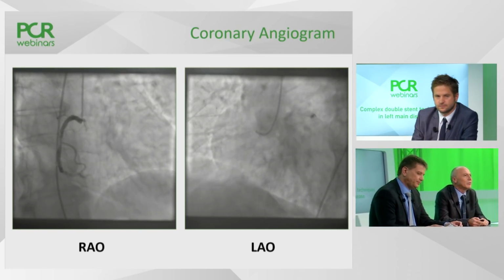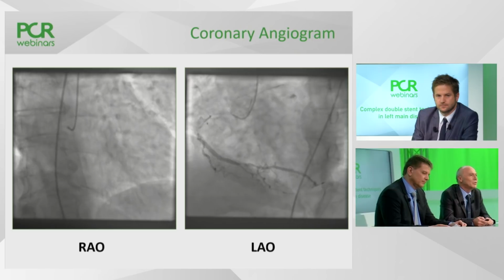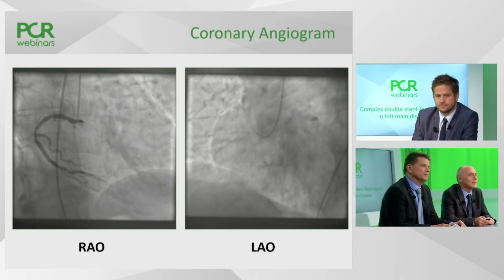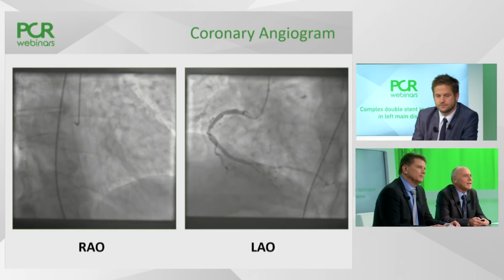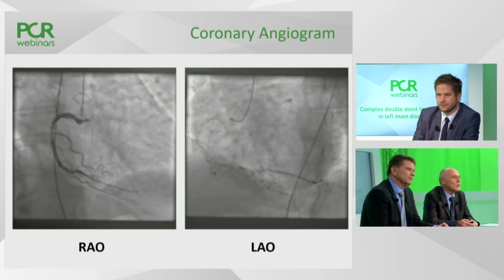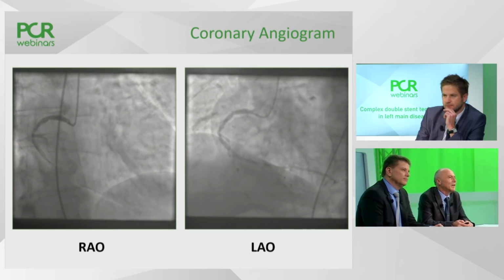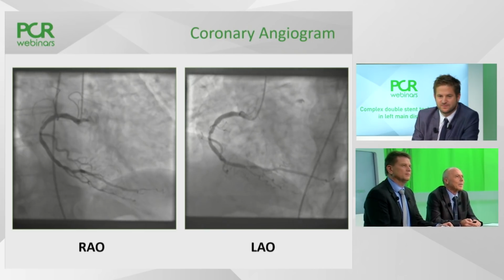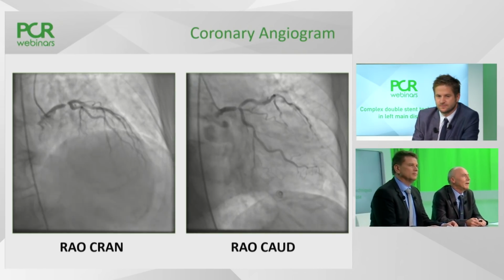This is the RAO projection of the right dominant coronary artery, and LAO on the right side. And you can see that there's a tight lesion in the distal right, and there's also at least moderate disease in the mid portion of the RCA. What about the left side?